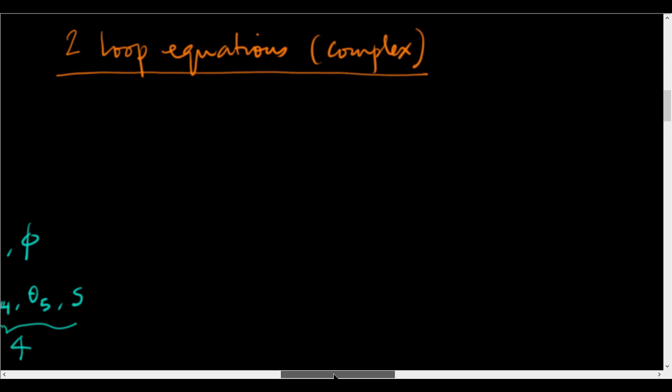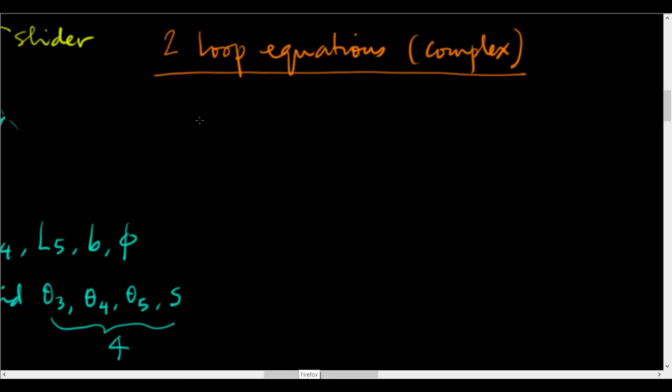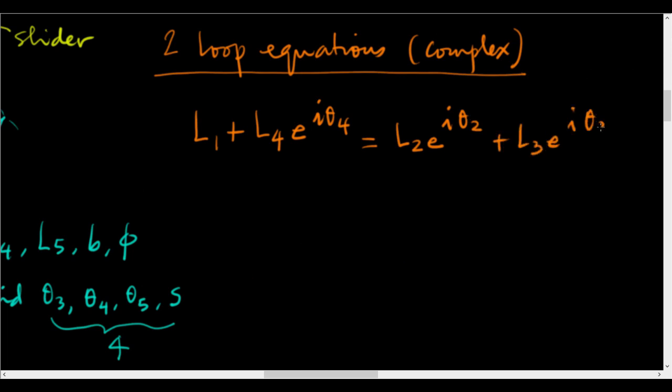What are our loop equations? So the first loop equation is this one. I have to reach this point. I can reach it in 2 ways. One like this and like this, and the other like this and like that. So we come here, and our first loop equation is L1 plus L4 e to the power I theta 4 is equal to L2 e to the power I theta 2 plus L3 e to the power I theta 3. Of course, we will take this and move it to that side and set it equal to 0. That is a different matter, but this is one loop equation.